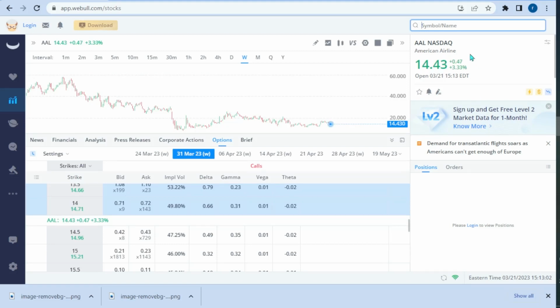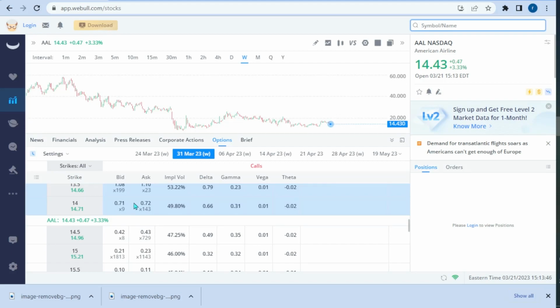Note right now that the American Airlines price is actually above this $14 strike. Right now it's $14.43. So what is the actual difference between the stock price and the strike? That is your implicit value, because a call of 14 is in the money. In the money for the call side means the strike is below the actual stock price. So we already know this contract should be worth at minimum 43 cents. Everything above 43 cents is all time value.